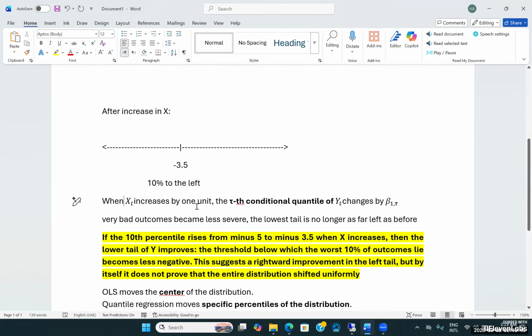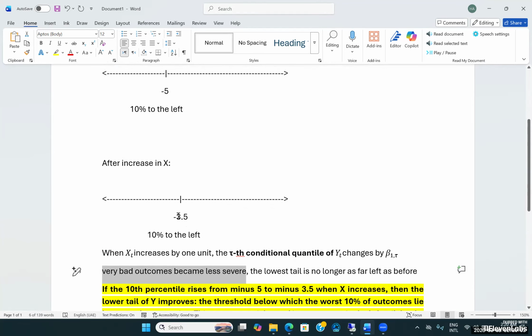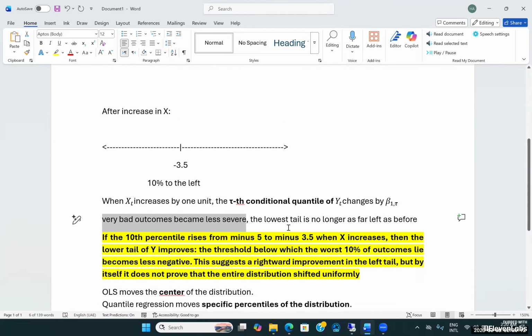So if we consider a scenario where our variable x increases by just 1 unit, then the tau conditional quantile of y will experience a change that is precisely quantified by the coefficient beta 1. What this essentially means, in more practical terms, is that those very negative or bad outcomes have now become noticeably less severe. The initial reading indicated a value of -5, or perhaps even less than that. However, the critical cutoff point has now been elevated, indicating that the previously very severe outcome has become considerably less dire with the introduction of factor x. Consequently, the lowest tail of the statistical distribution no longer extends as far to the left as it did previously.